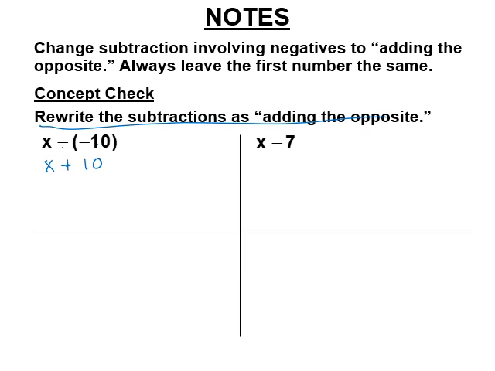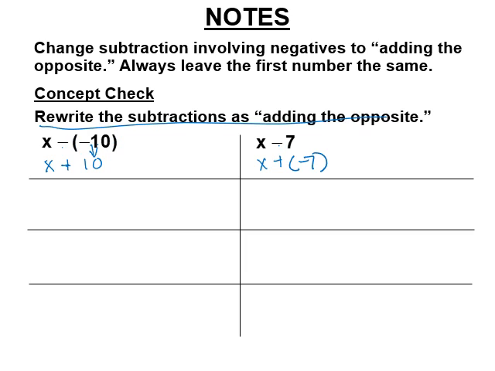Now this one's a little trickier. Rewrite that as adding the opposite. So we have x here. This becomes adding. But that's not negative 7, that's positive 7, right? This is where people get confused because we don't write the positive symbol there. But x minus 7 is the same as adding negative 7. Look at the two different columns, they're different. You change the subtraction to adding. You change the second number to its opposite.